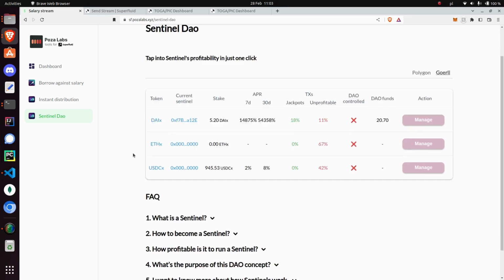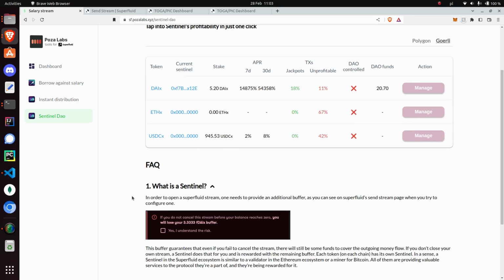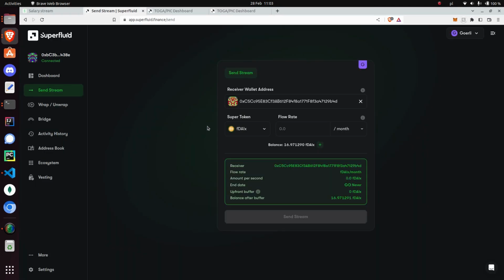So let's start with the very first question. What even is a Sentinel? You might be familiar with Superfluid streams, where you can stream money directly into someone's wallet, and you can do that on a pro rata basis, where each second a small portion is streamed to some wallet. And you can go to app.superfluid.finance, and here you can send a stream to some external wallet.